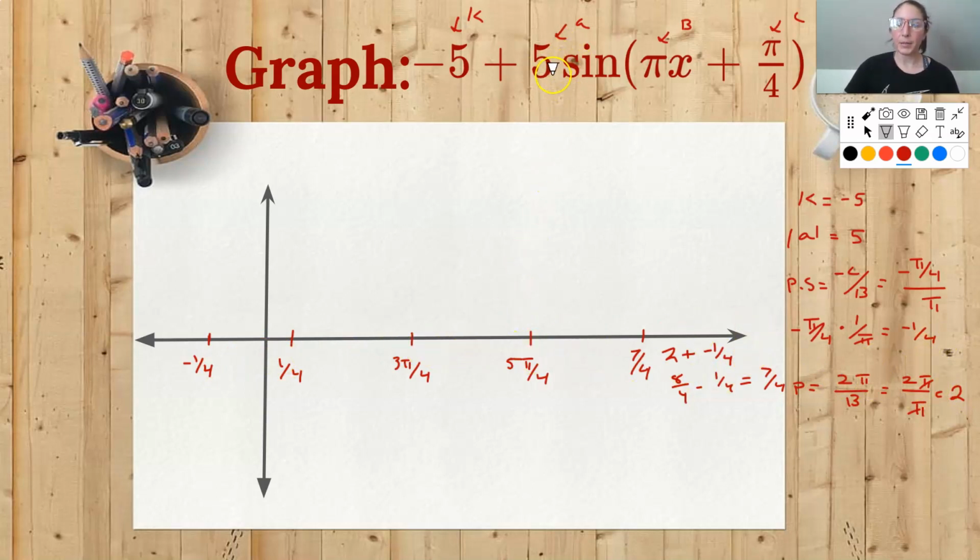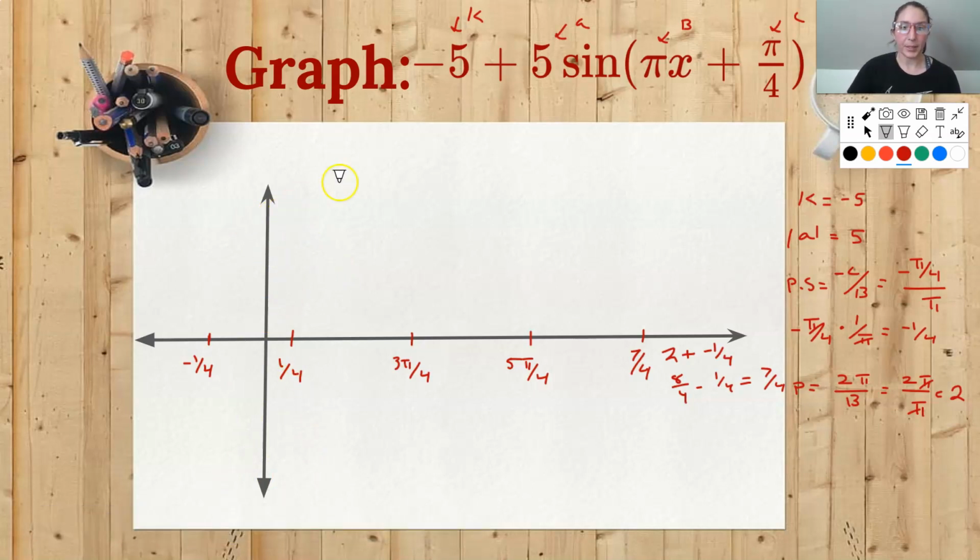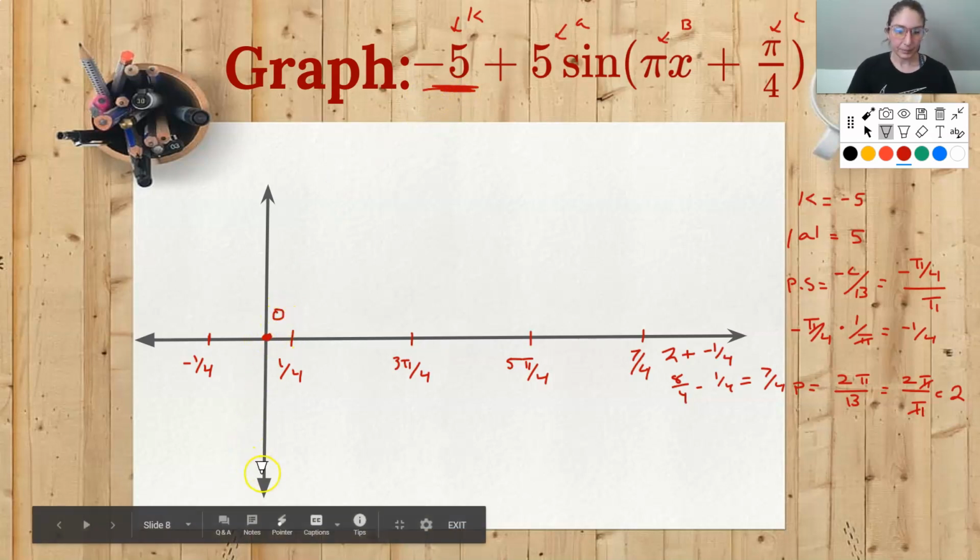Amplitude is going to be 5, except now I'm going to enact the fact that our k is negative 5. So our amplitude would have been, I would have marked a 5 and a negative 5. But because we're downshifting, the tallest point on my graph is going to be 0, and the lowest point on my graph is going to be negative 10. This would have been 5 and negative 5, but I'm shifting everything down.